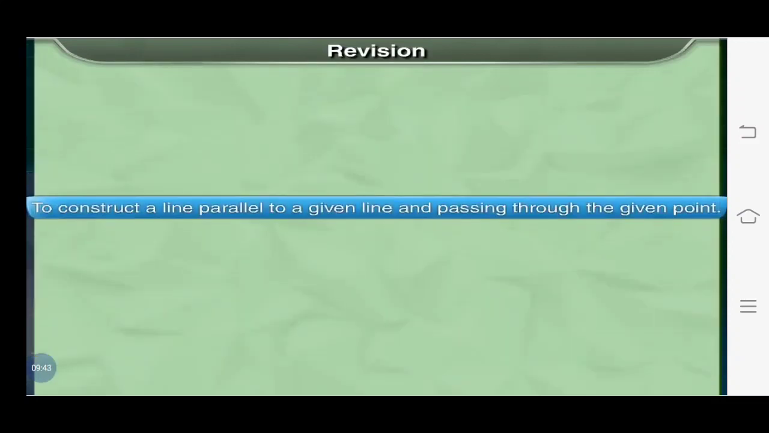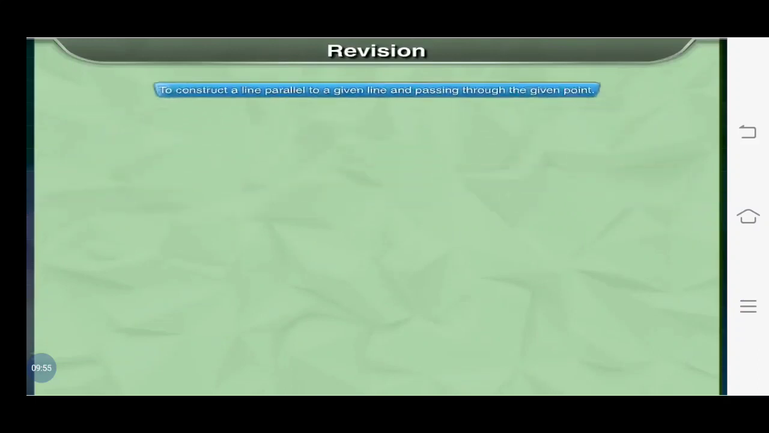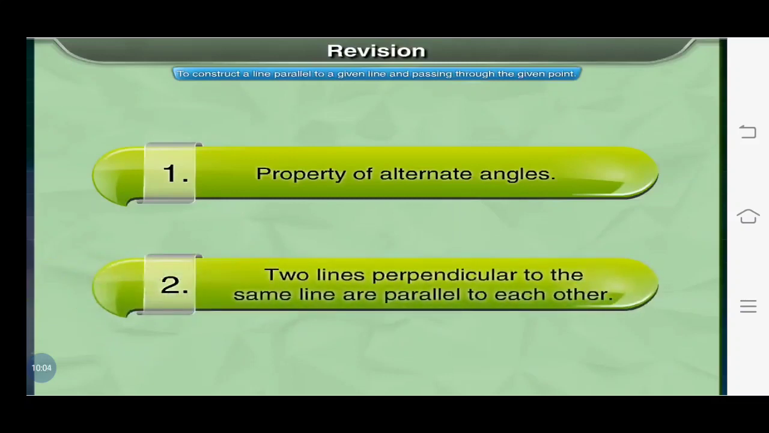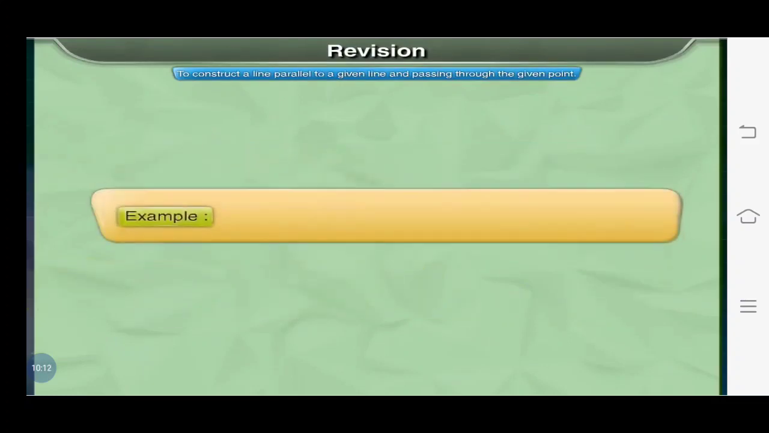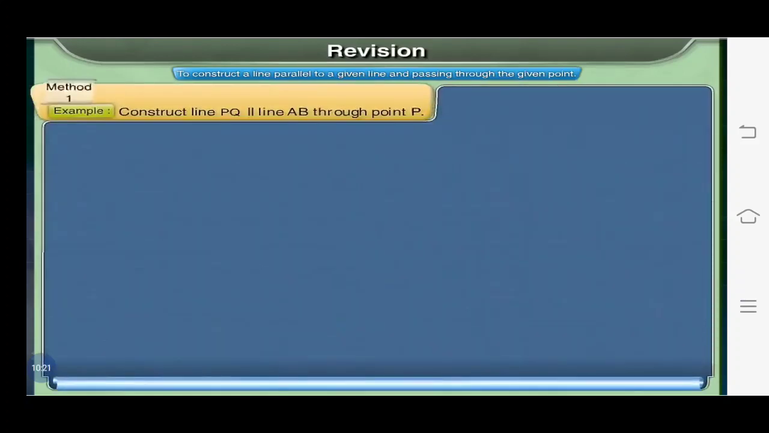Do you remember the construction of a line parallel to a given line through a given point? We can construct a parallel line to a given line by 2 methods. In one method, we can make use of the property of alternate angles. And in the other method, we use the property that two lines perpendicular to the same line are parallel to each other. So here, we will construct line PQ parallel to line AB through point P. We shall study the first method, which is based on alternate angles property.